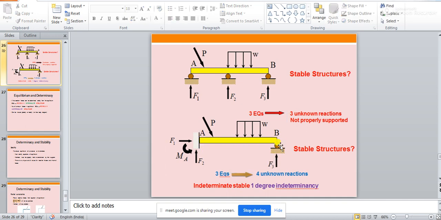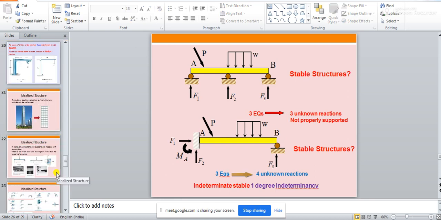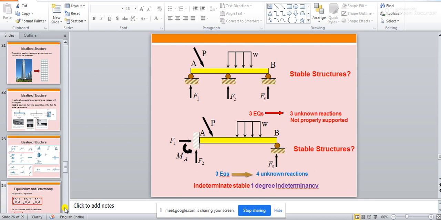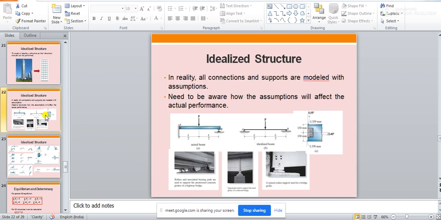See, this is basically a propped cantilever structure. Someone has said this is a propped cantilever, right? This is going to be a stable structure, because you see what is happening. At point A there is a fixed support. What is a fixed support? What does a fixed support do? You remember, I have explained it in the previous class, right?